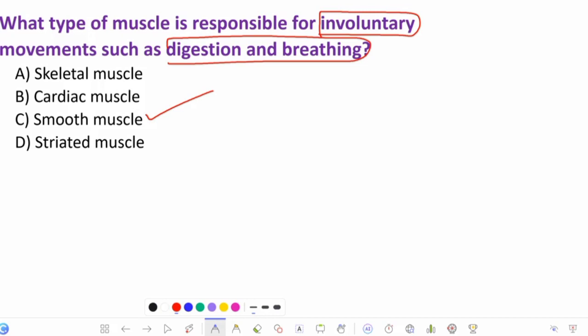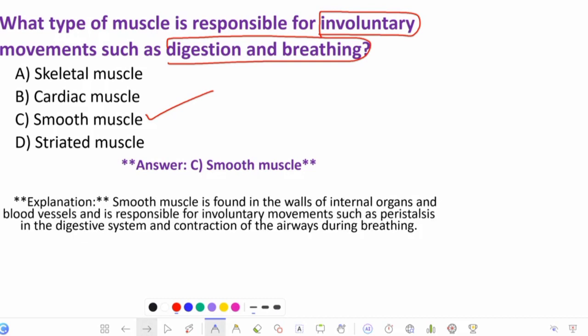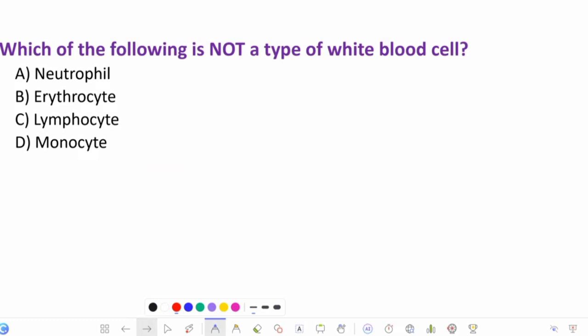Involuntary, not in our control. So smooth muscles are responsible for involuntary movement of the stomach, involuntary movement of the lungs, involuntary movement of the heart. But again, inside the heart, smooth muscles are not present. There are cardiac muscles, okay? But in the stomach and inside the lungs, smooth muscles are present.